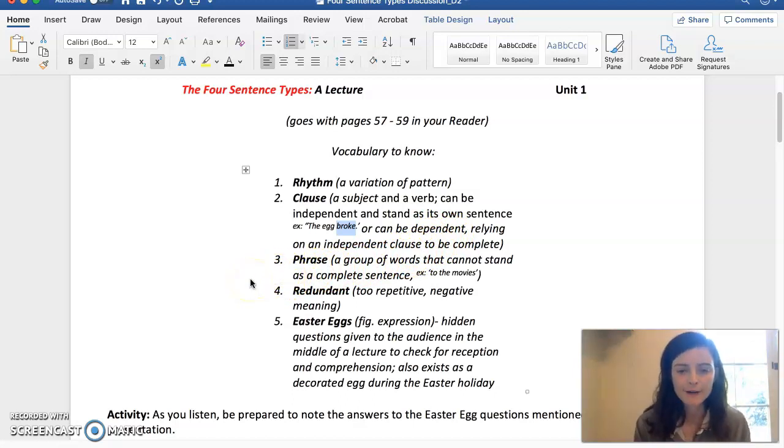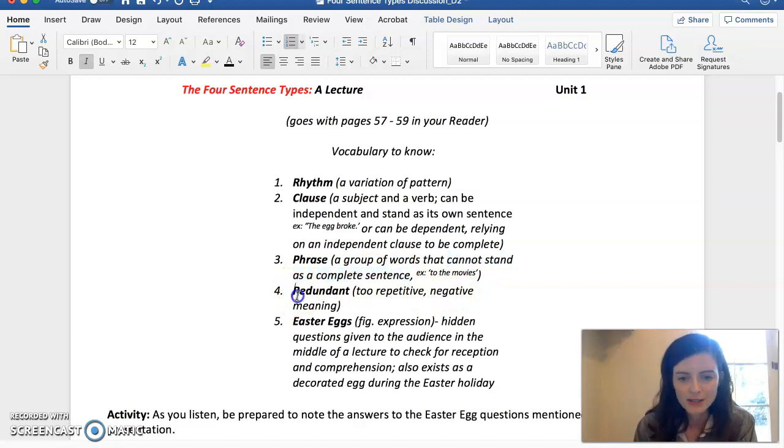Number 3, phrase. Now this is a group of words that cannot stand as a complete sentence. For example, to the movies. Then we could see that's a prepositional phrase. There's no subject-verb pair in that group of words.